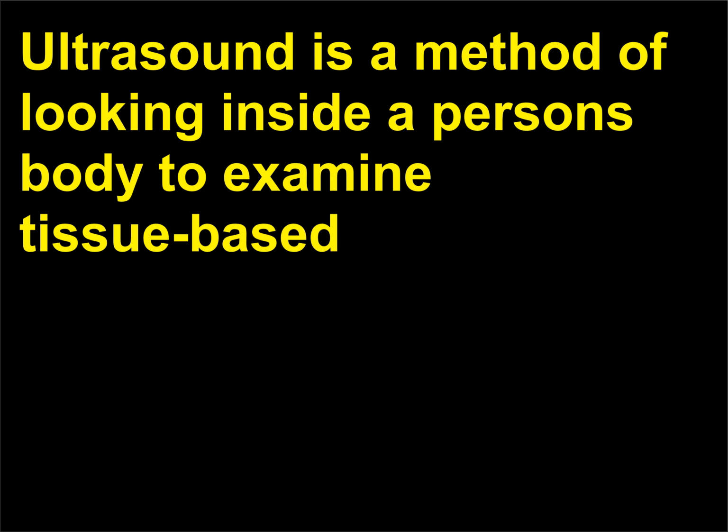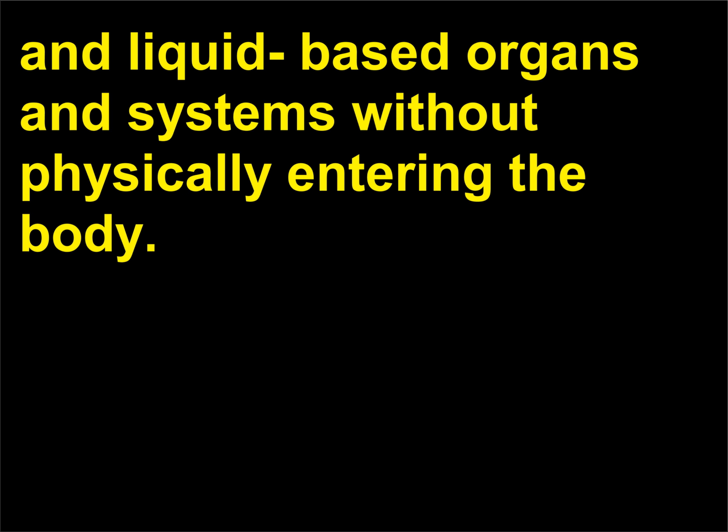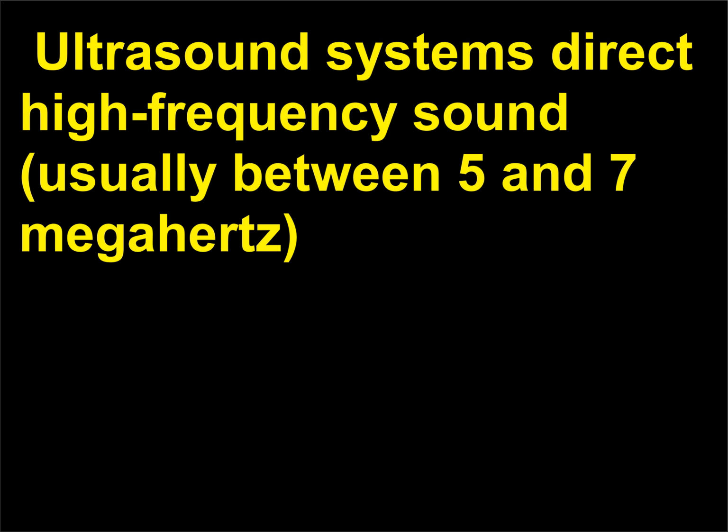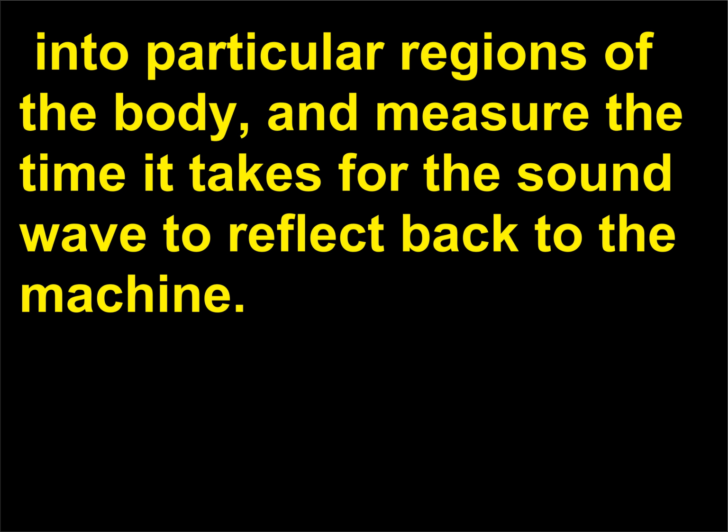What is ultrasound? Ultrasound is a method of looking inside a person's body to examine tissue-based and liquid-based organs and systems without physically entering the body. Ultrasound systems direct high-frequency sound, usually between 5 and 7 MHz, into particular regions of the body, and measure the time it takes for the sound wave to reflect back to the machine.